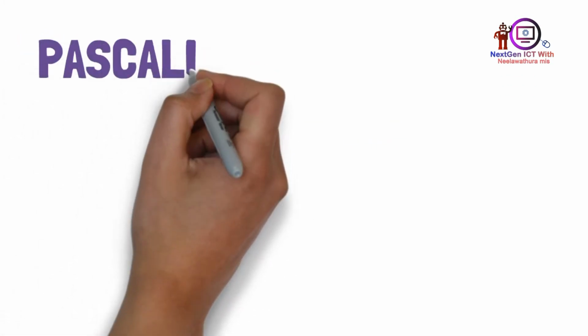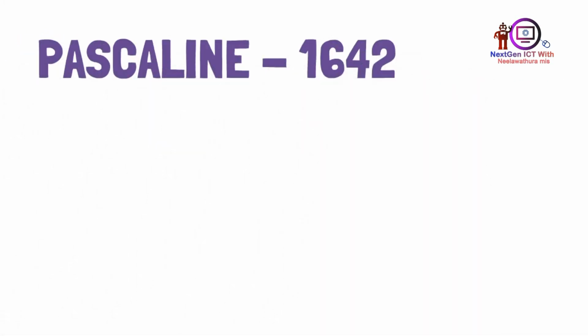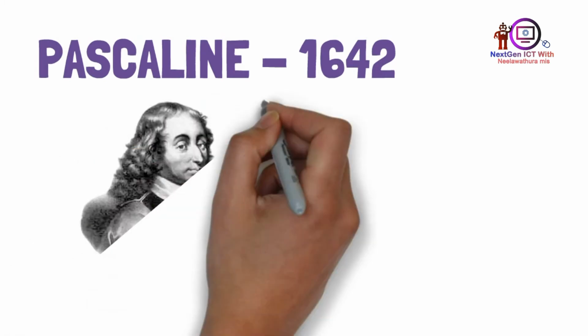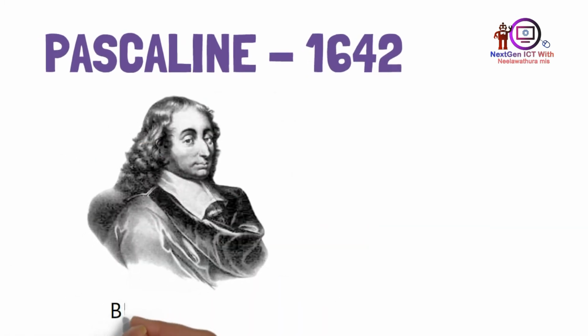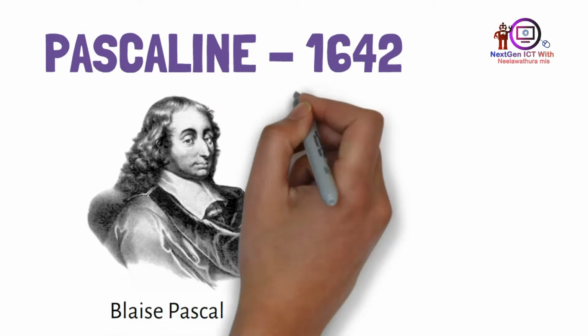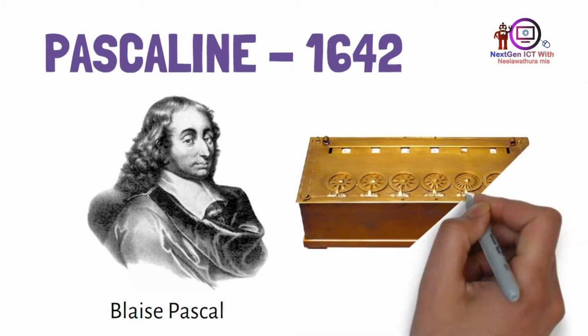Pascaline, 1642. In 1642, Blaise Pascal invented a machine called the adding machine. This was the world's first ever mathematical machine. Pascal invented this machine to help his father, a tax accountant. It could only perform addition and subtraction.